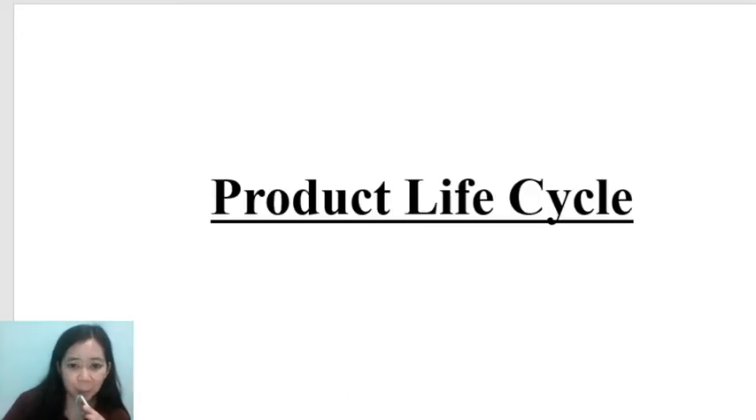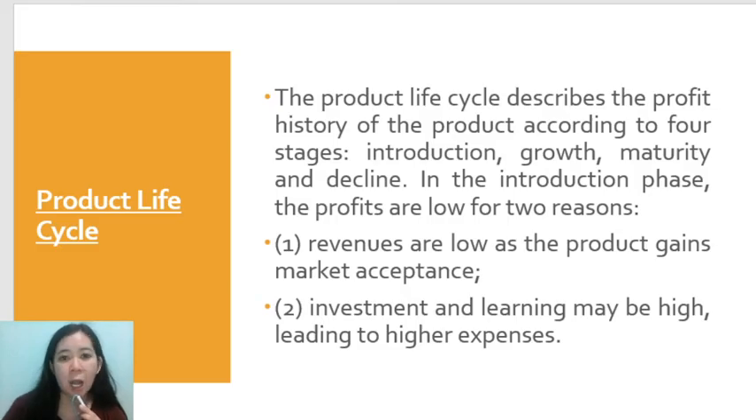So we go now to the second topic under this module. So that is product life cycle. Okay, so here, the product life cycle describes the profit history of the product according to the four stages. I don't know if you have encountered this topic before in your management subject, product life cycle. So we have the introduction stage, the growth stage, maturity, and the decline stage.